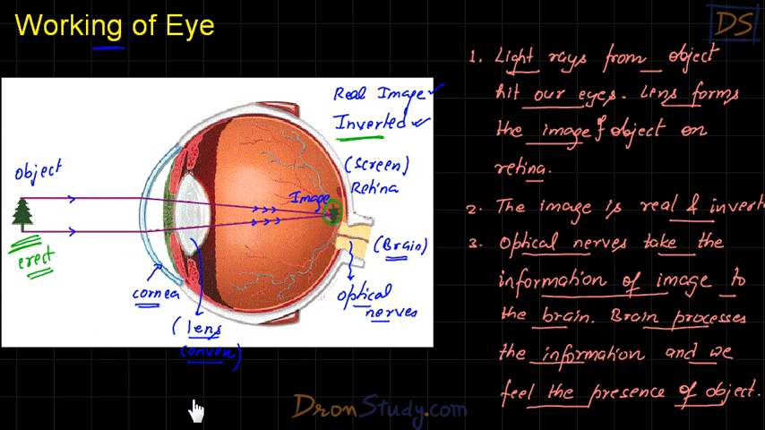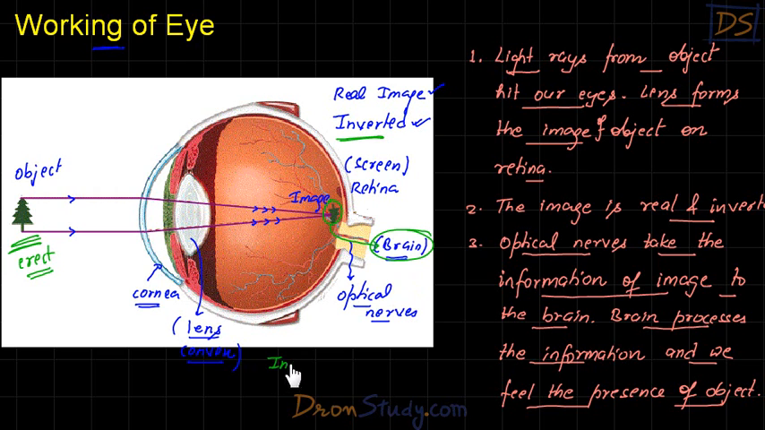So students, our brain is actually very smart. When this image is formed, the information of this image goes to the brain, right? And inside the brain, this image is further inverted.